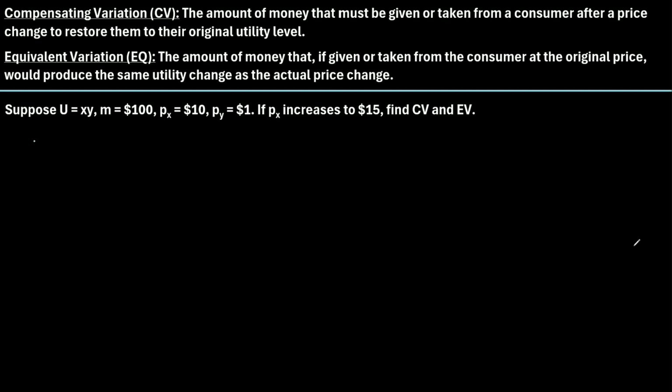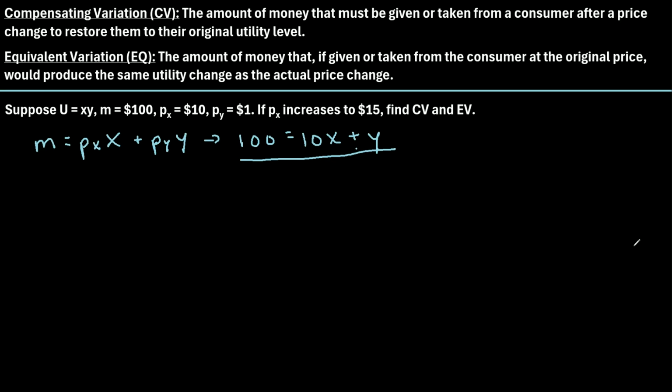So the way that we're going to solve this problem is we're first going to write down the consumer's budget constraint. The budget constraint is M, the consumer's income, equals the price of X times the quantity of X plus the price of Y times the quantity of Y. Now let's plug in all of these values that we know. M, the income, is $100. So 100 equals the original price of X, $10, times X, plus the original price of Y, $1, times Y. So we can just write Y. So here is our budget constraint at the original prices.